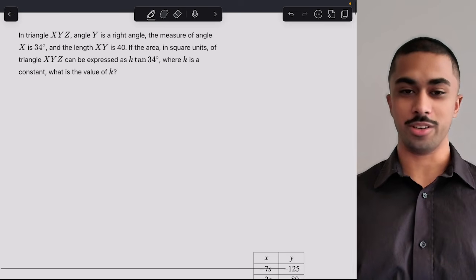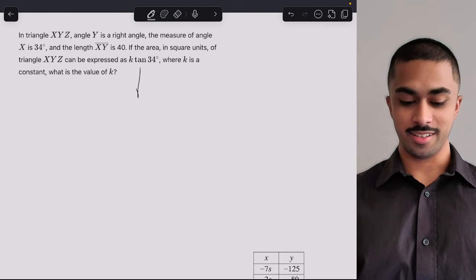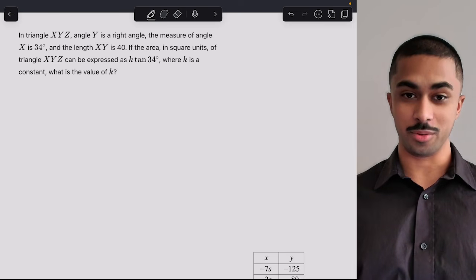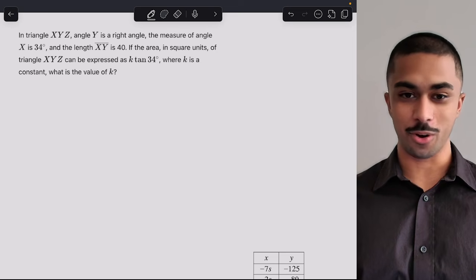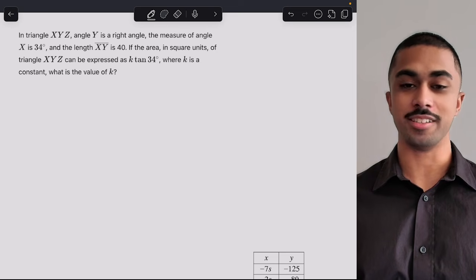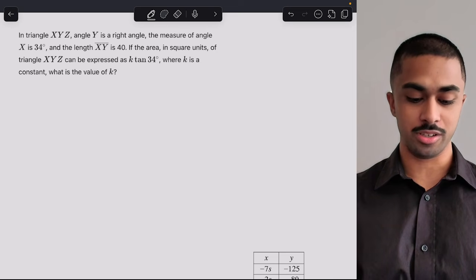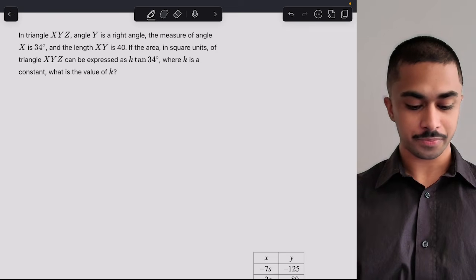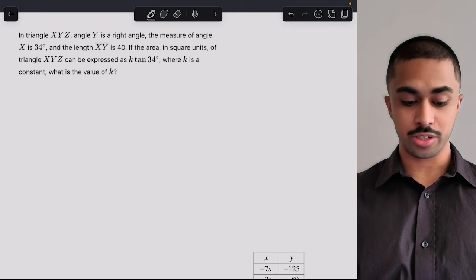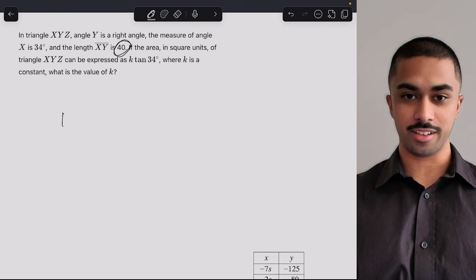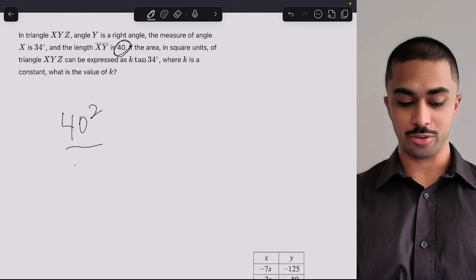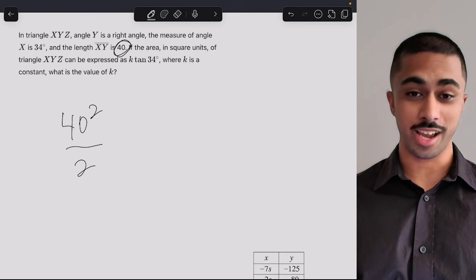There's only one question on the SAT that has tangent in it, and it's this one. And it's the same type of question every single time because the SAT loves to repeat questions, just with different numbers. The solution to this is you take the side length, you square it, and you divide it by 2. This works every single time.